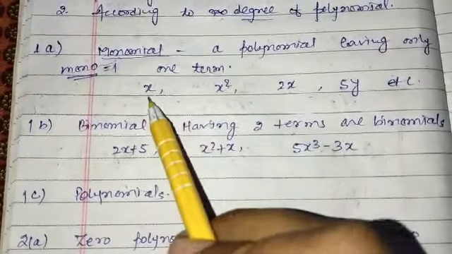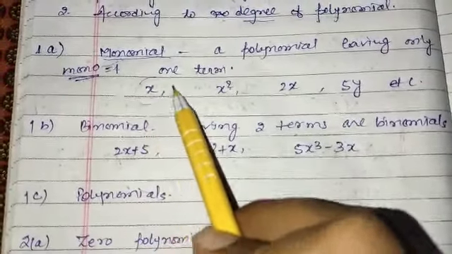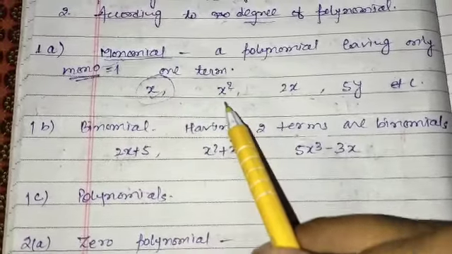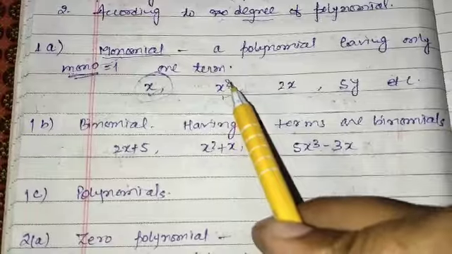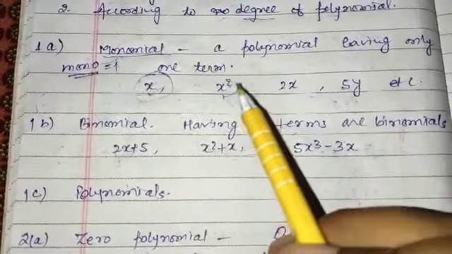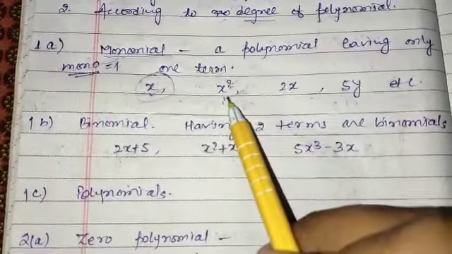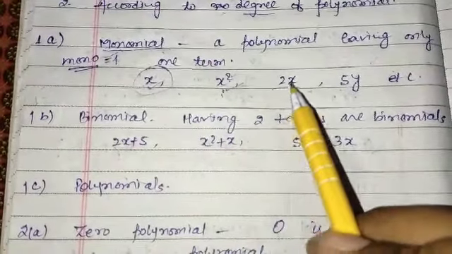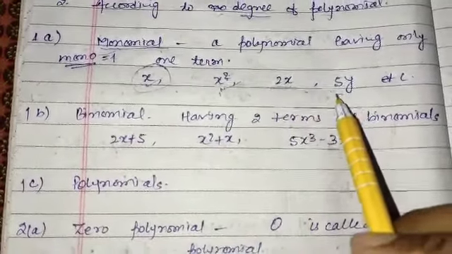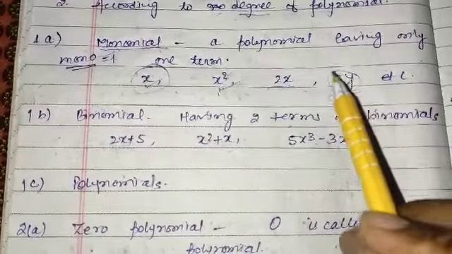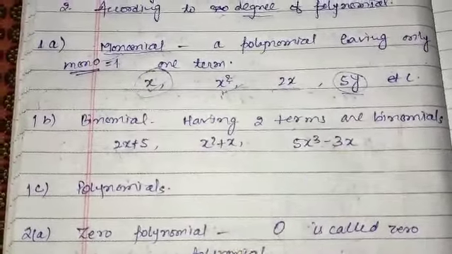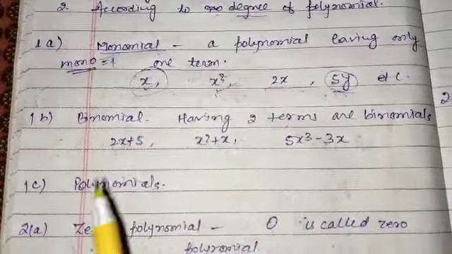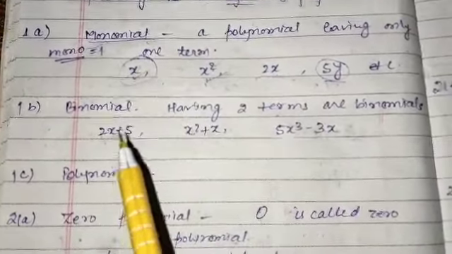Example: look, x. This is only one variable x, and this is one term. This is also x square, the power is a whole number, so it is a polynomial. There is only one term, so it is a monomial. There is only one term here also, so this is a monomial. There is only one variable and only one term, so it is a monomial, etcetera. You can write anything.